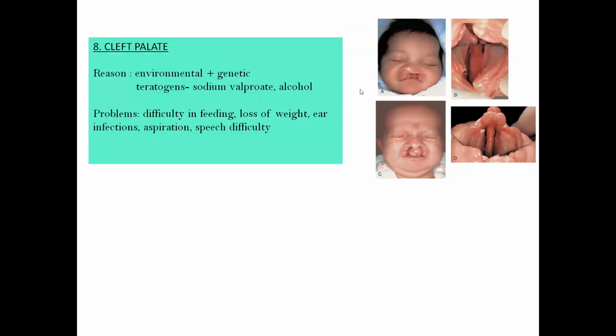Cleft palate is a quite common congenital anomaly. It occurs due to non-fusion of the different components contributing to palate formation. The reason could be either environmental factors, genetic factors, or a combination of both. Known teratogens for cleft palate include sodium valproate, methotrexate, alcohol, cigarette smoking.